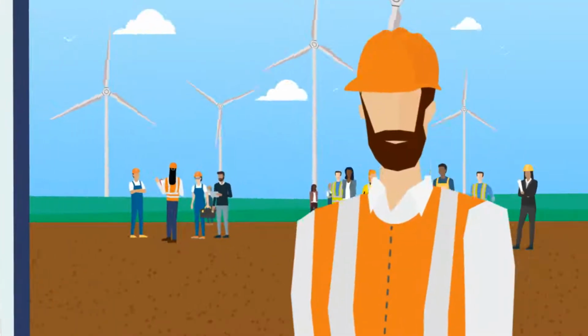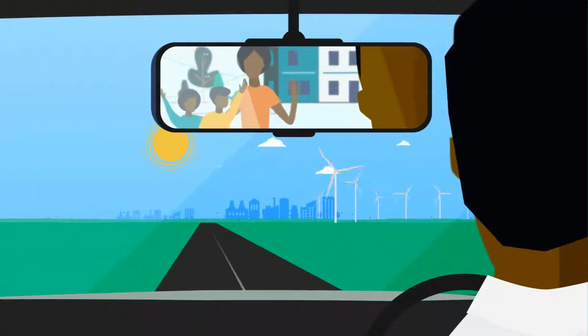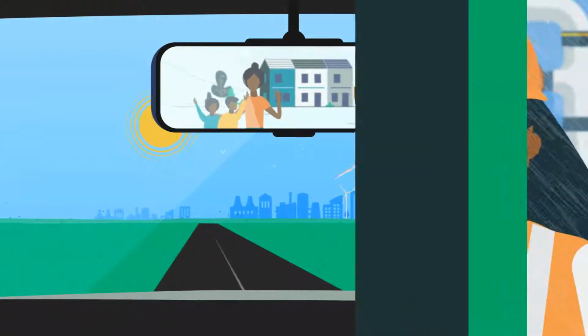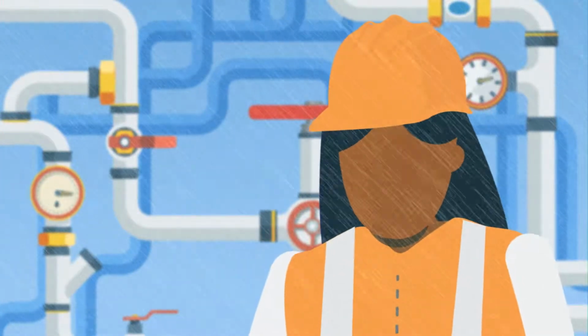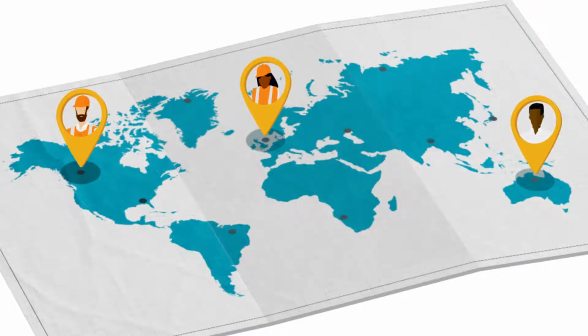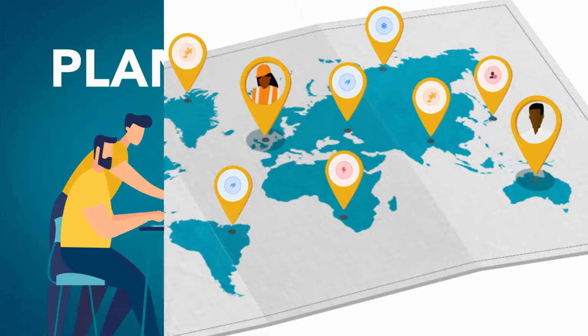Let's meet Harvey. He's a wind farm maintenance technician. Kofi is a site supervisor. He makes a long daily trip to his construction site. And Shazia is a pipeline contractor working on an offshore facility. Although they all live on different continents and work across different industry sectors, they share familiar challenges and are all exposed to similar safety hazards.